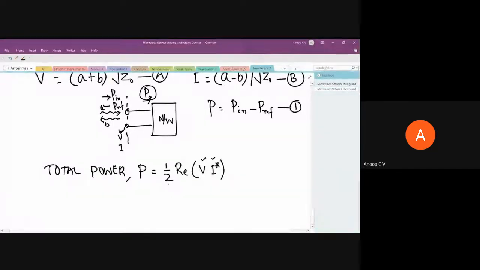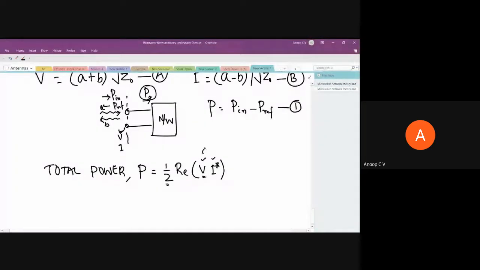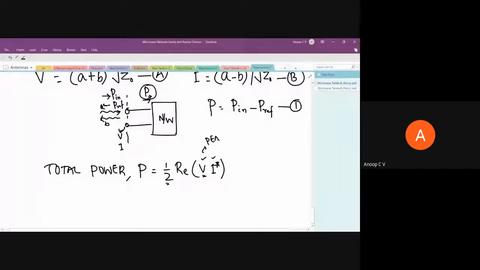So why this half? It's because the phasor magnitudes are peak magnitudes. That is why I have added this half. Power is actually V RMS into I RMS. So if V and I are peak, V RMS will be V by root 2 and I RMS will be I by root 2. So that is why this half came here. So P is half times the real part of V into I conjugate.